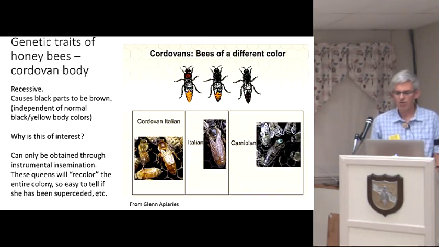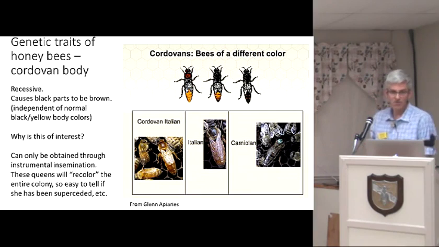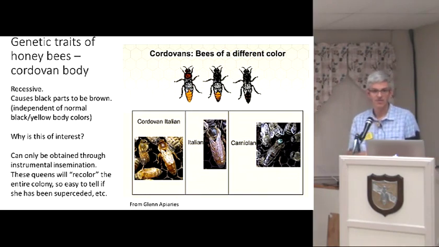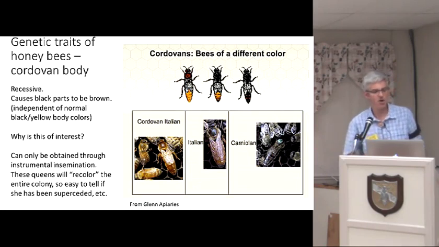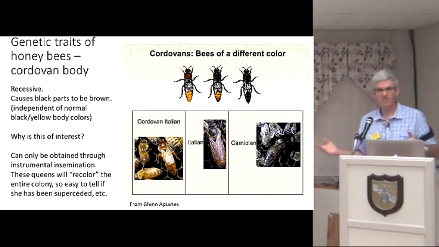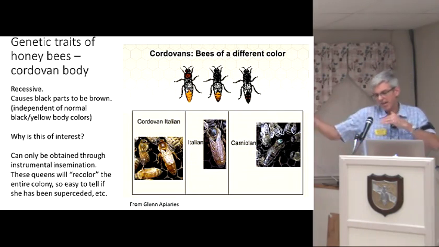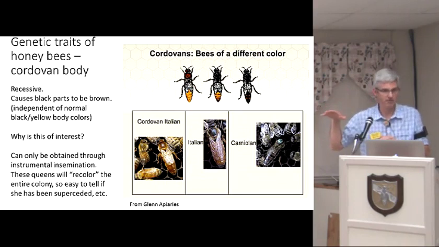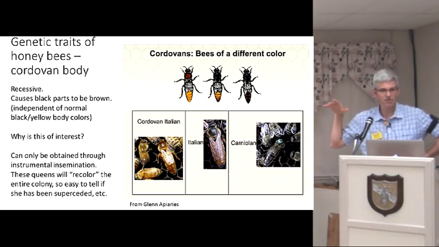There's also one called the cordovan body, which I honestly didn't know about until doing this talk. Yeah, and so you've seen these? Have you seen cordovans? Yeah. So it's actually been used as a tool by geneticists if they want to tell if their queen is still there or if she's been replaced, because at a glance you can tell the cordovan queen is there. All right, it's a marker. It causes the black parts of a bee of any kind to just turn this light brownish color. You still have the sort of black-yellow pattern, but instead of black, it's like a brown color. I think it's similar in cats. They have a gene that makes all the colors just turn a light color.